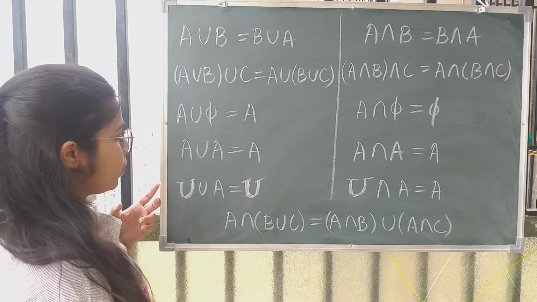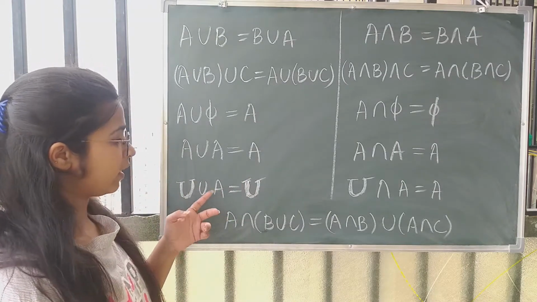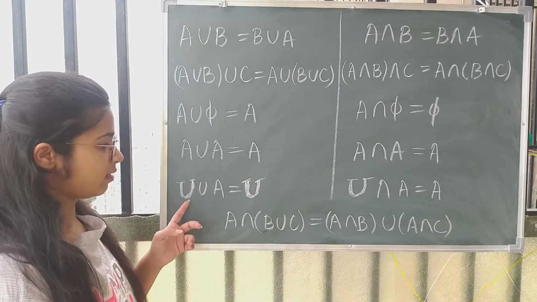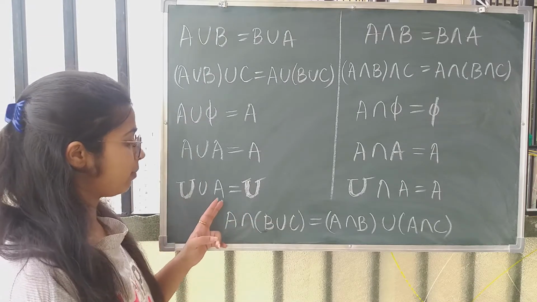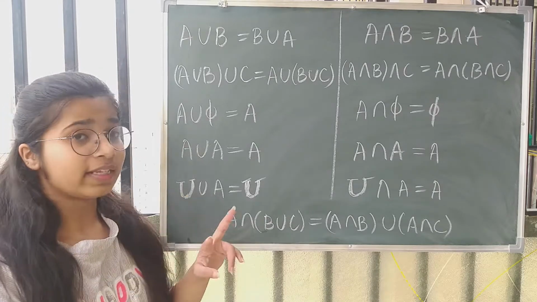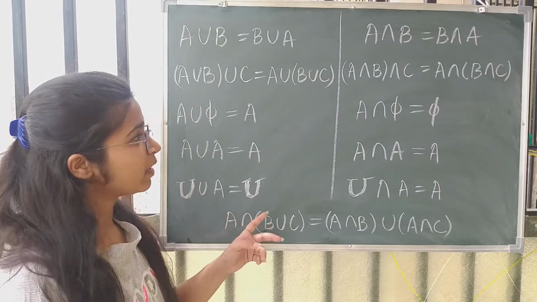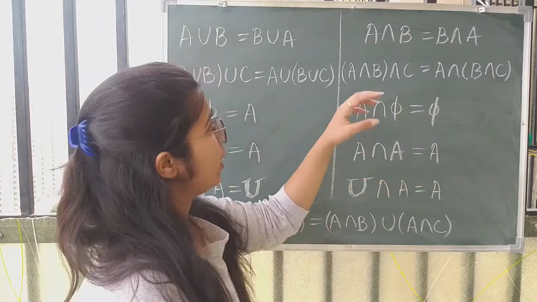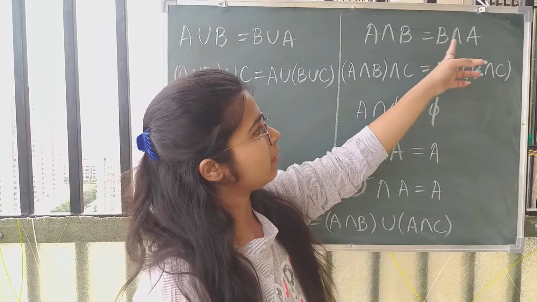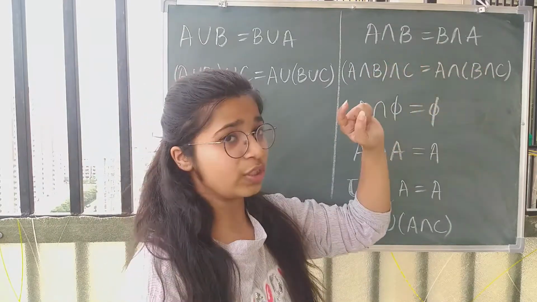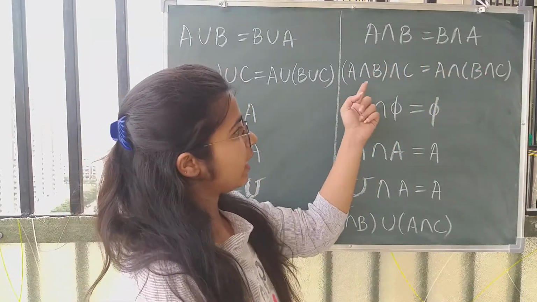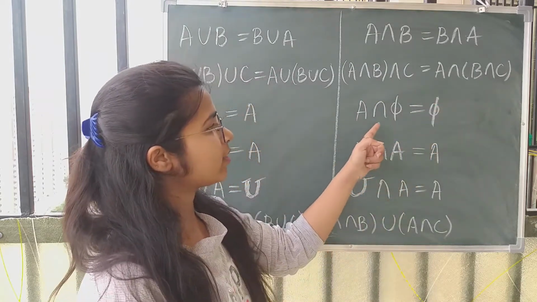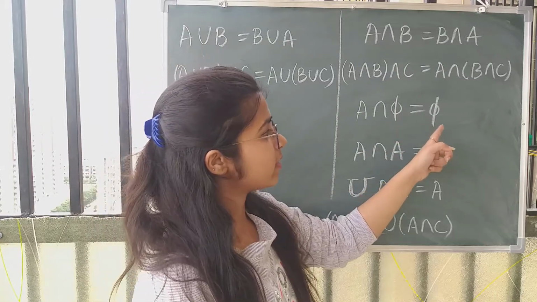Now if there is universal set union A, then it would be universal set because A is a subset of universal set, and I told you that whenever a subset and a superset are there, then their union will be the superset. Similarly, all these properties are also followed by intersection. Firstly, A intersection B is B intersection A. That means intersection follows the commutative law, and then intersection follows the associative law, and then you have A intersection phi is phi. This is the identity law.